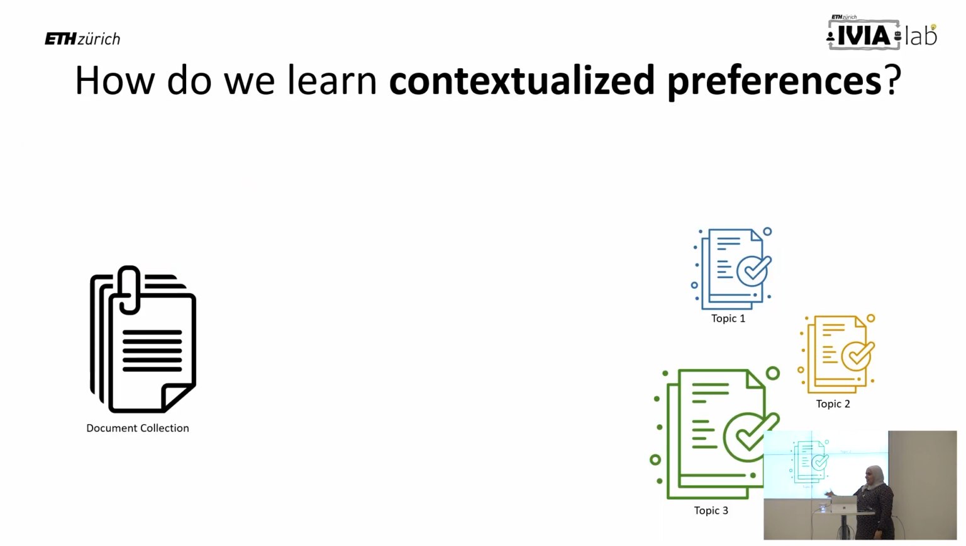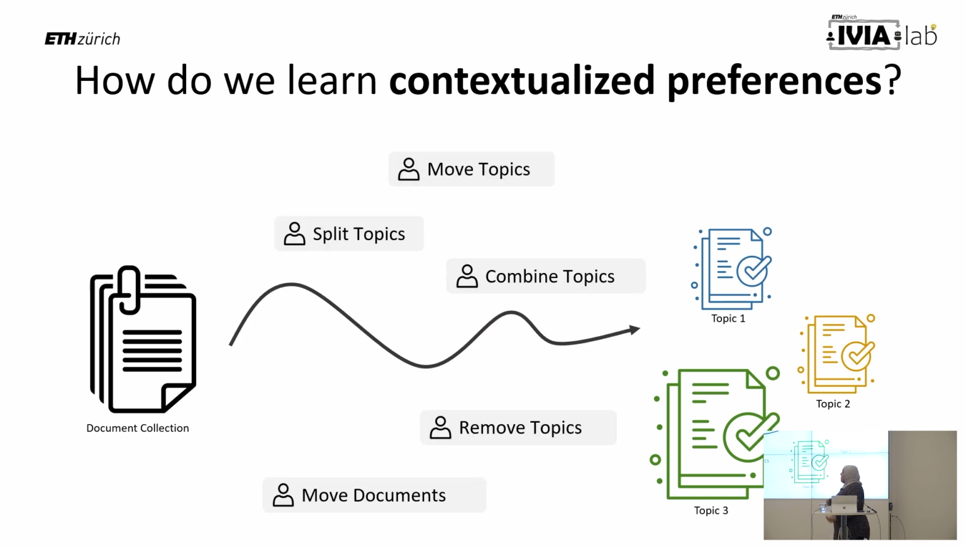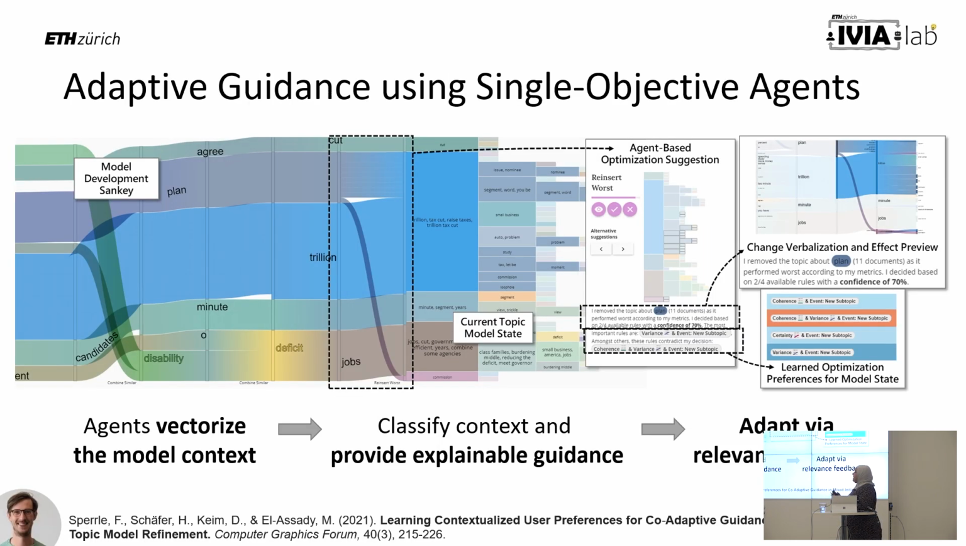So let's come back to the example of trying to figure out which type of topics are in a particular document. And here we want to learn how to do that assignment by picking from these different operators that the model suggests, or would have actually done if we don't tell it our preferences. So this problem is called contextualized preference learning, and what I'll present is an adaptive guidance interface to solve this particular problem.